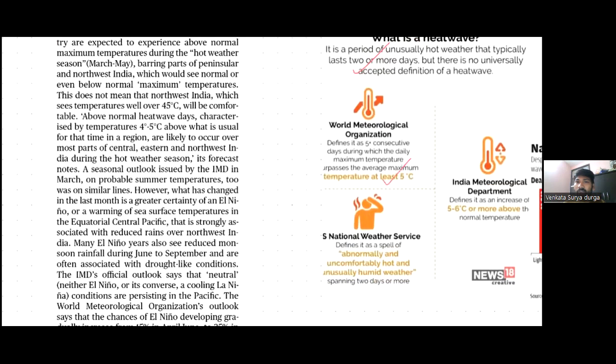It defines it as 5+ consecutive days during which the daily maximum temperature surpasses the average maximum temperature by at least 5 degrees centigrade. Imagine a place, for example Delhi, with an average temperature of 40 or 42 degrees centigrade. For 5 or more days, 42 plus 5, so a total of 47 degrees centigrade for 5+ consecutive days, that can be categorized as a heat wave.